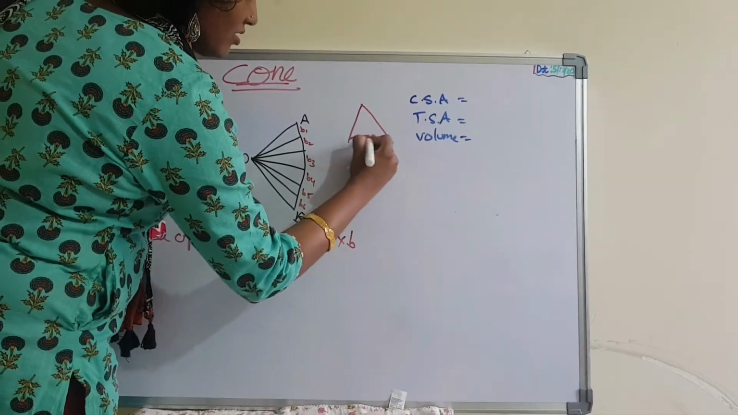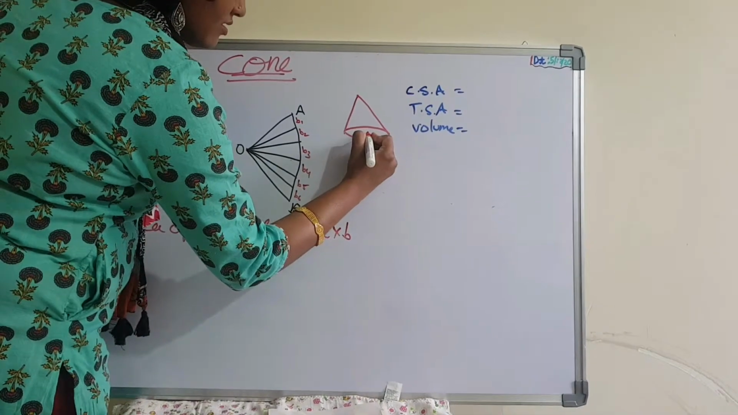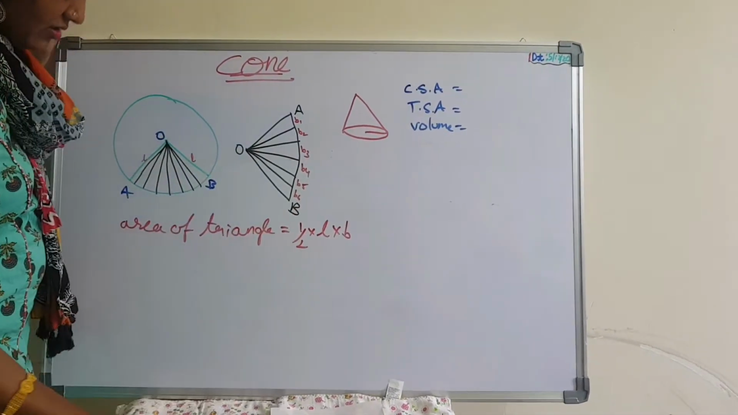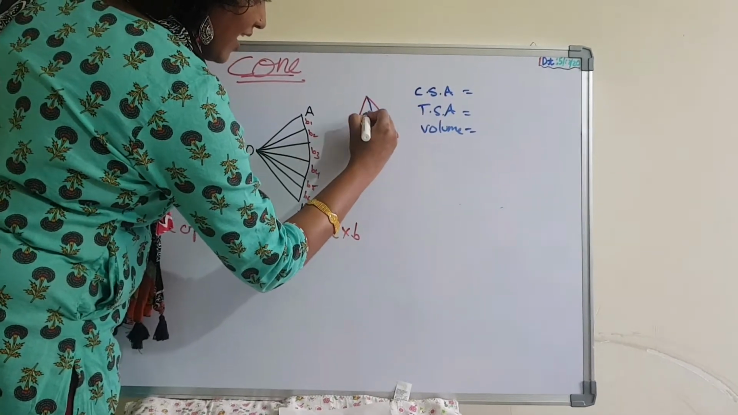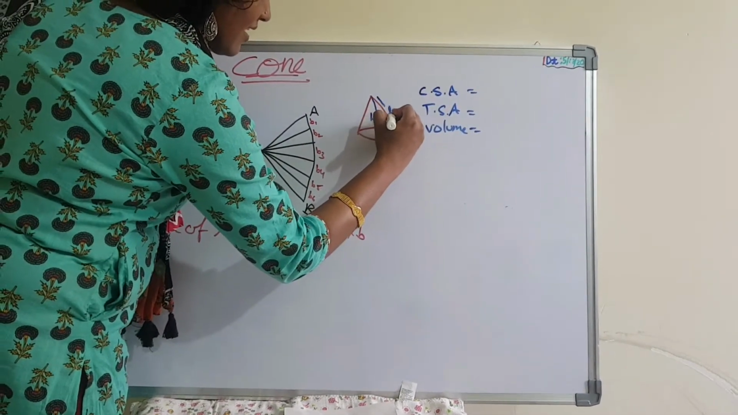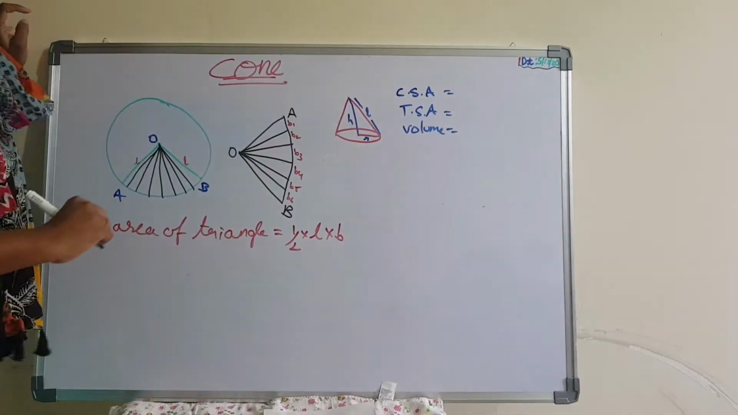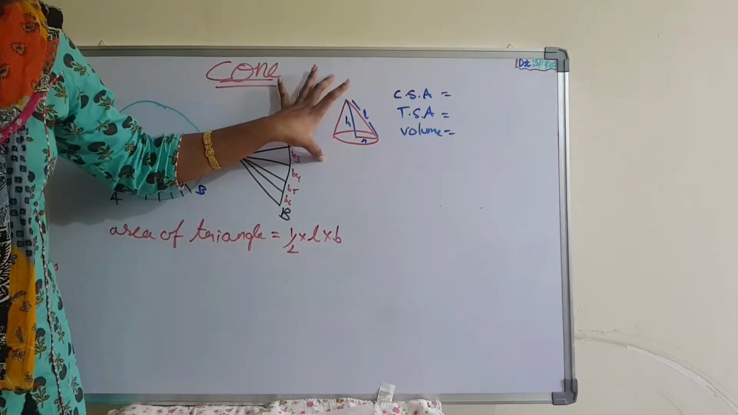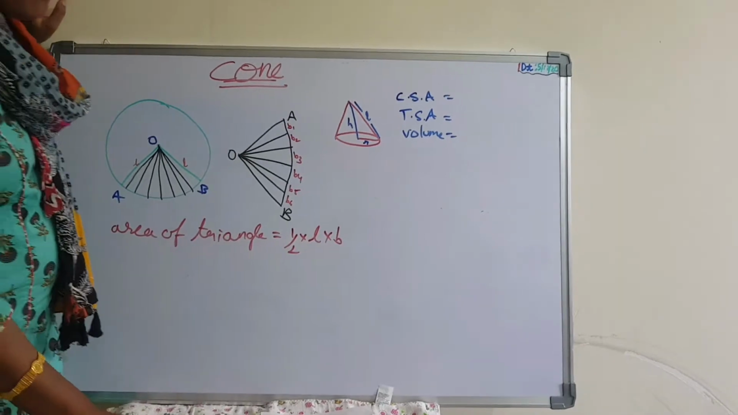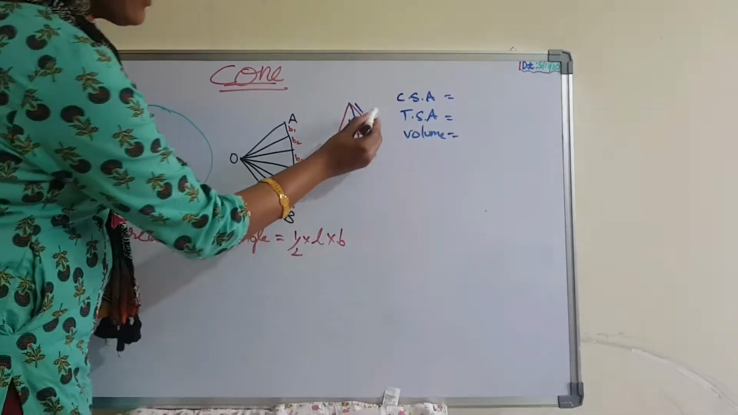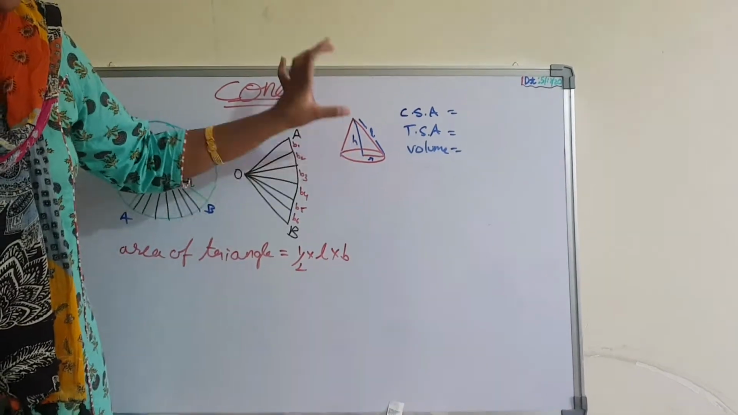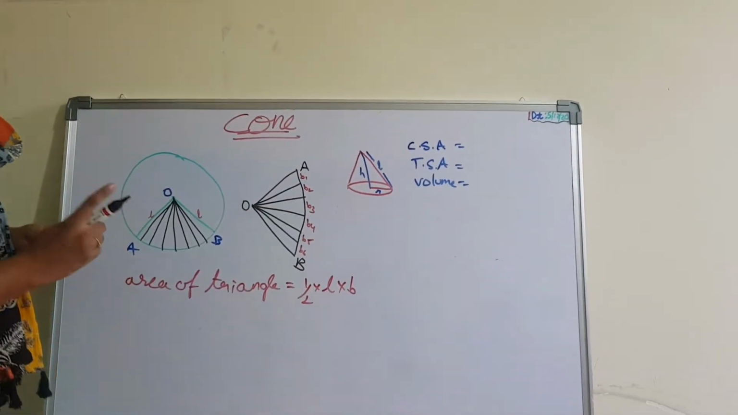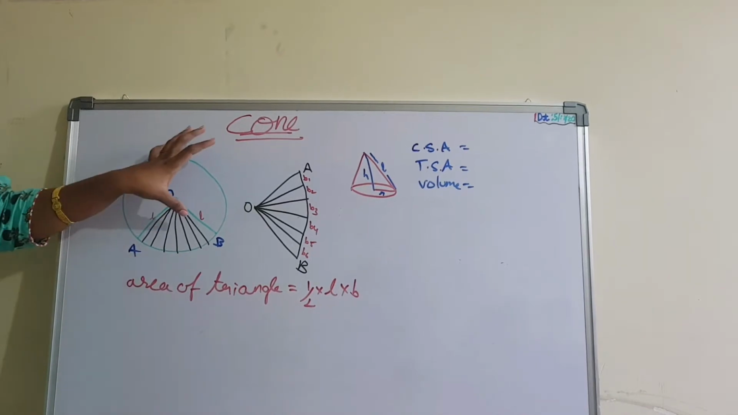This is a cone. This is the height. This is L, slanted. L is nothing but the slant height. This is a cone. First we have to find, we are finding here, the center part of the cone. For this, we are taking a circle.